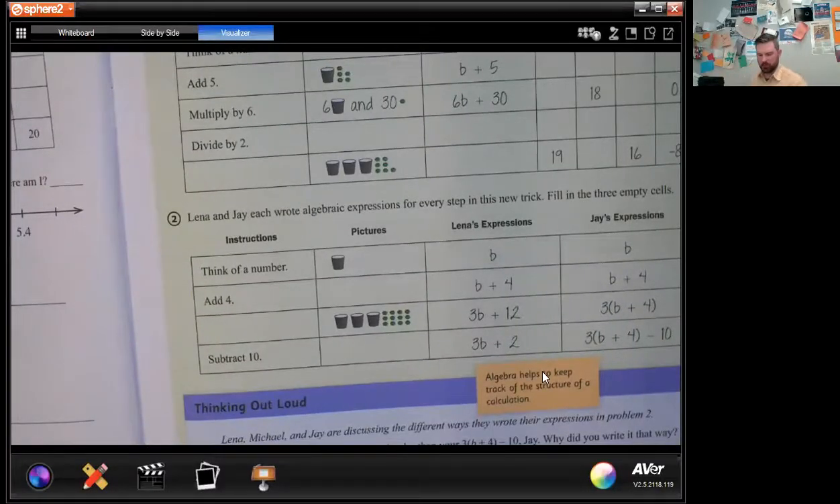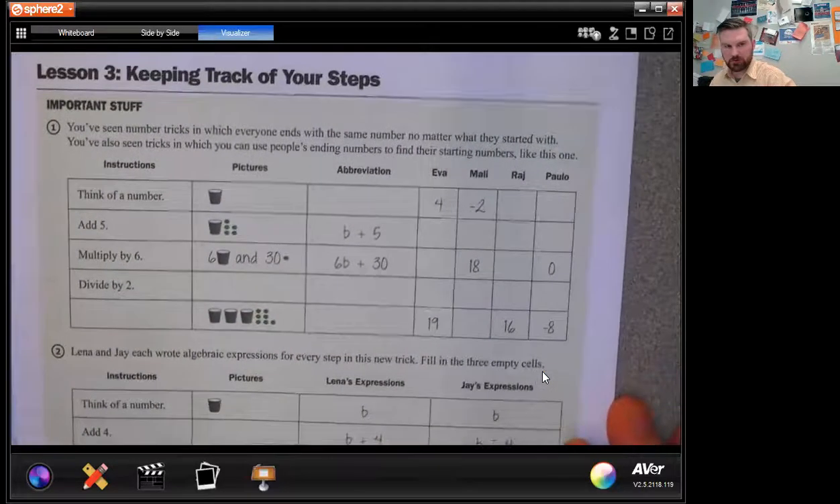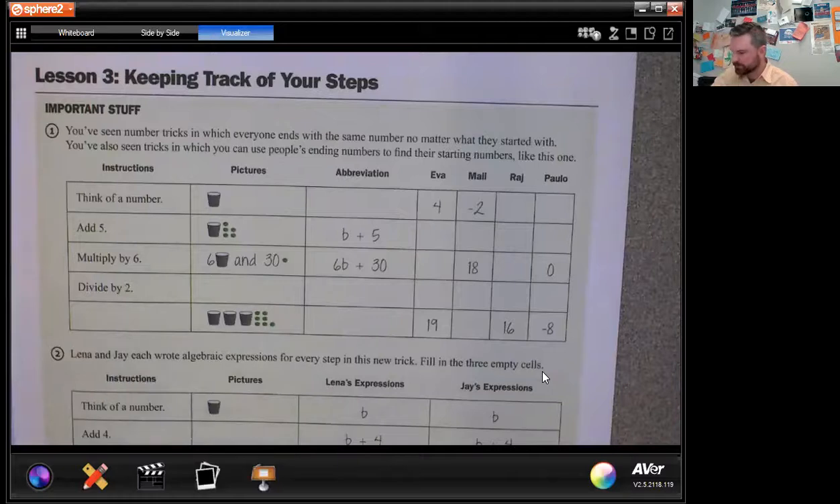So we're going to be jumping in on page 13 here with keeping track of your steps. Again, we're moving into algebra and equations and solving those. But we first want to look at how to keep track of steps as you move through this. So here on page 13.